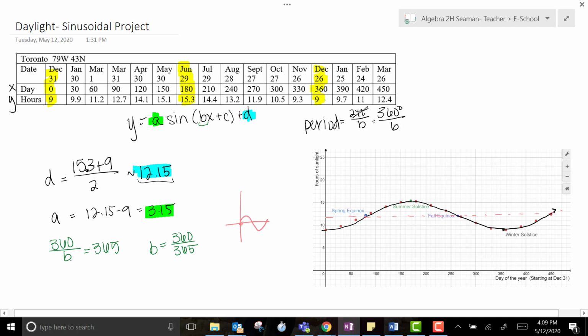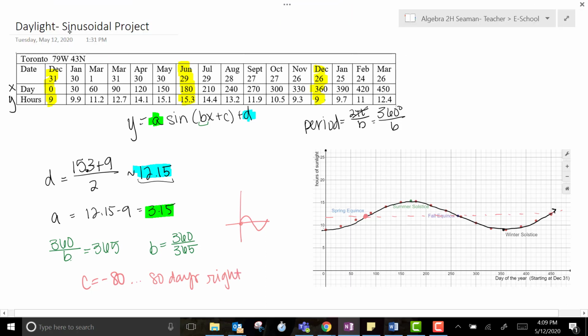Anyways, so let's get that point right here. I remember that the spring equinox happened, or that midline happened, and that the fall equinox happened at 80 days. So if we're shifting 80 days to the right, then I'm going to say that the C value is going to be negative 80, because that's 80 days right.